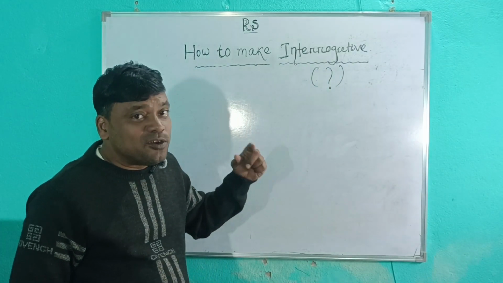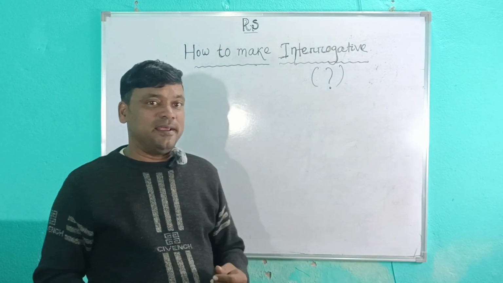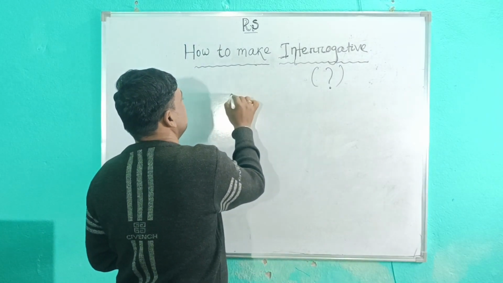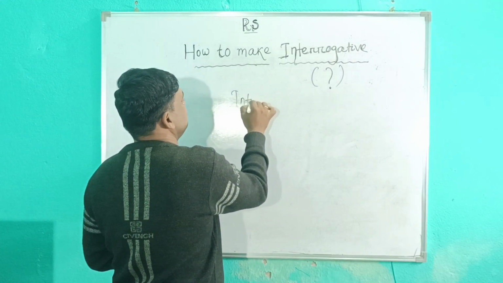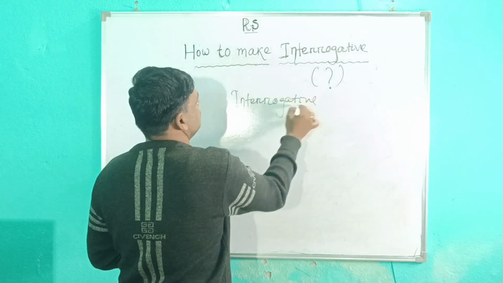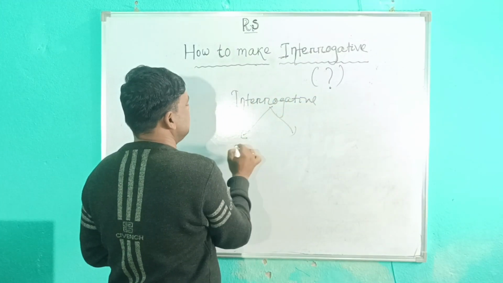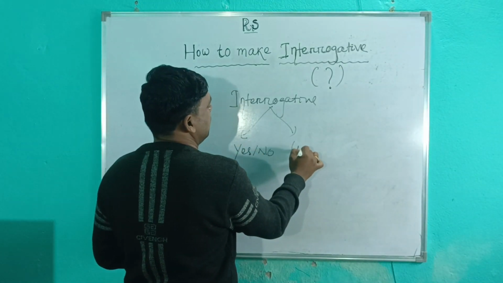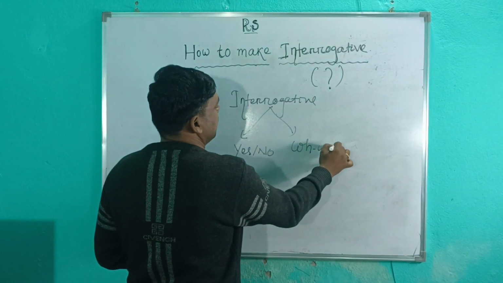Okay, then interrogative sentences are of two types. One is your yes or no, and another one is your WH what.